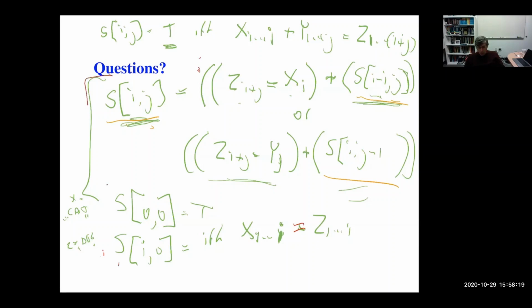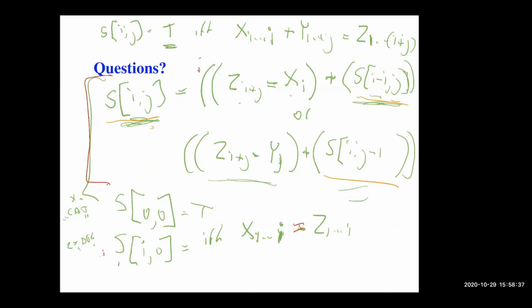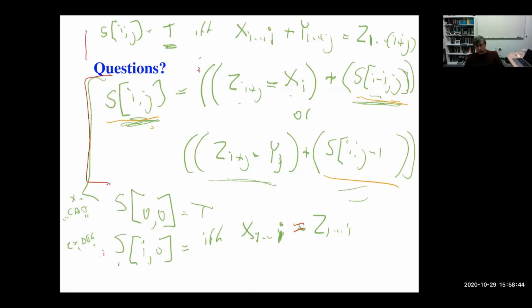But do people see what this recurrence is trying to do? Or does this look like it's completely from Mars? Any questions? Okay. Can you just go through it again, like how you structure the solution? Okay, so what am I doing here? What does this say?